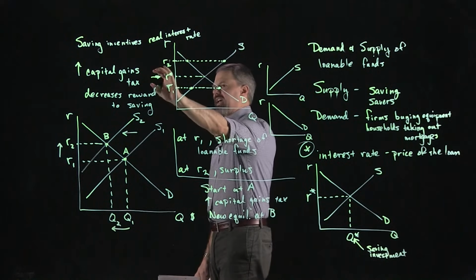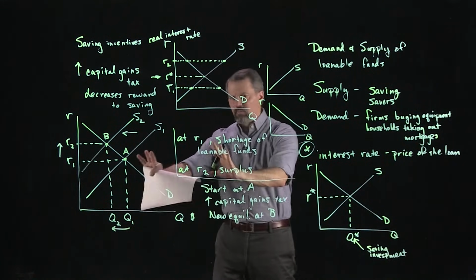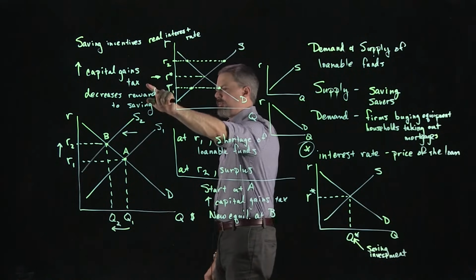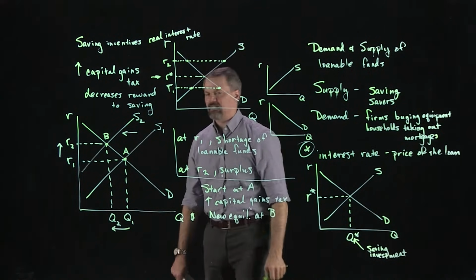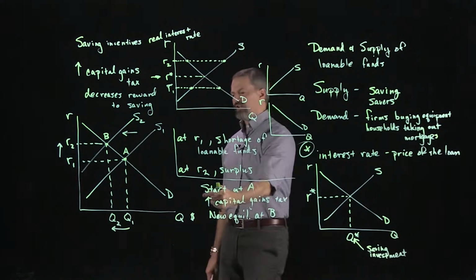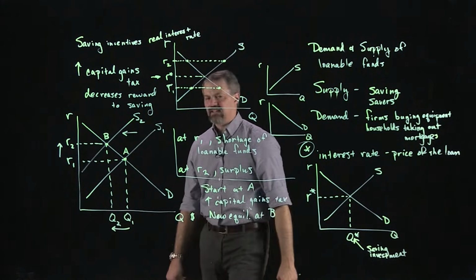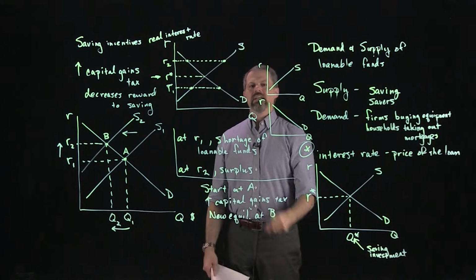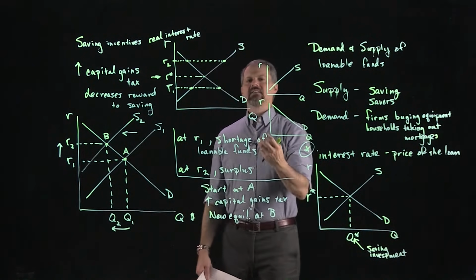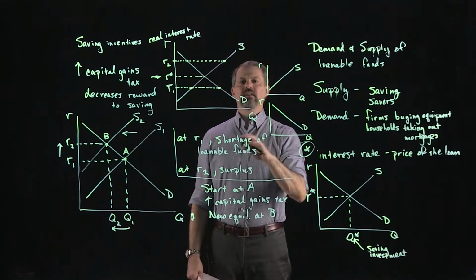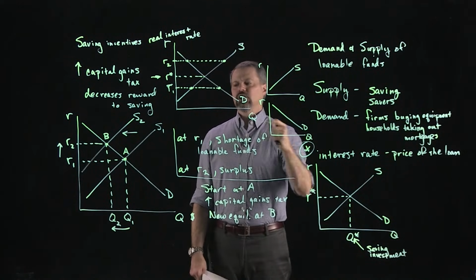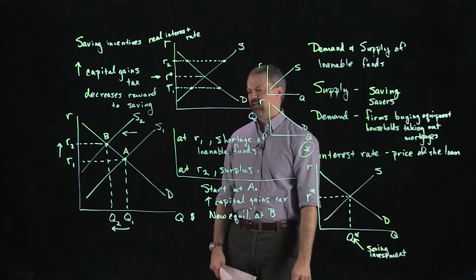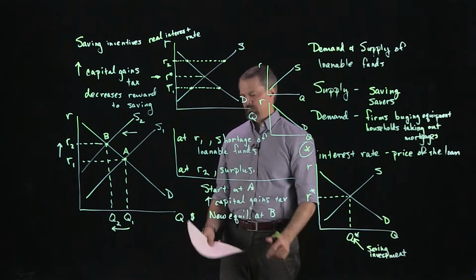So an increase in the capital gains tax, in this simple model that we've got right here, one financial asset, is going to drive that interest rate up. It's going to reduce the amount of saving and investment that takes place in the economy. So all other things equal, if you have a government that has a high capital gains tax relative to other countries, we would tend to see a smaller amount of saving and investment done in that particular economy.